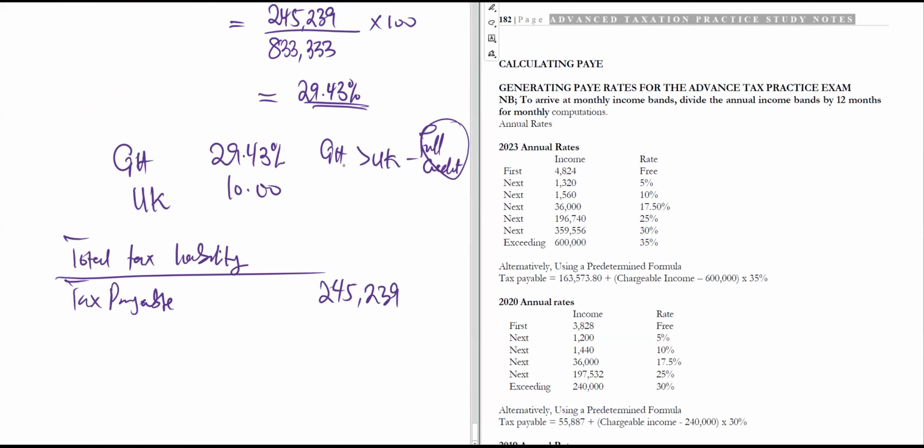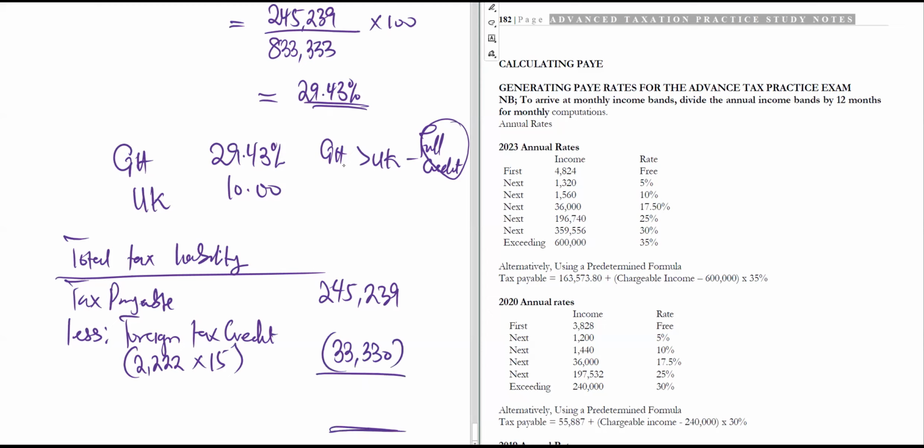Then we now less the foreign tax credit from it, right? So the foreign tax credit, the tax that he paid, we can take a credit for it. He paid tax of 22,222, but the pound is what? 15 cedis, right? So how much do we get? 33,330. Okay, so we can claim all, and this gives us our net tax liability for this guy.